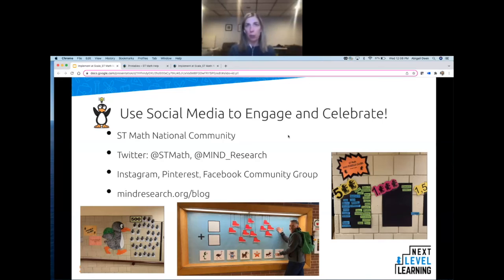We have a Facebook community group. And we also have a blog article at mindresearch.org/blog. All of those links are in your agenda as well. But I do want to shout out specifically to an educator in Massachusetts, in Newton, Mass, with this awesome bulletin board posted on social media to get students excited and to let families know.